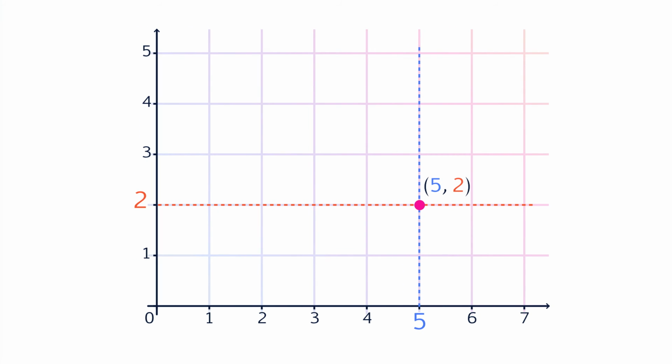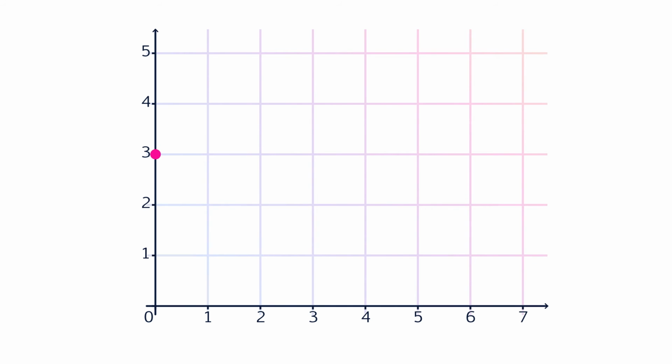Let's look at another example. This time, the point is placed on the vertical axis. What are the coordinates in this case? Like before, the value of the first coordinate is read on the horizontal axis. So, if you move down from the point until you reach the horizontal axis, you find the number 0. 0 is therefore the first coordinate. Now let's find the second coordinate. You don't need to move sideways in this case, as you're already on the vertical axis at point 3. 3 is therefore the second coordinate. The coordinates of the point are (0, 3).